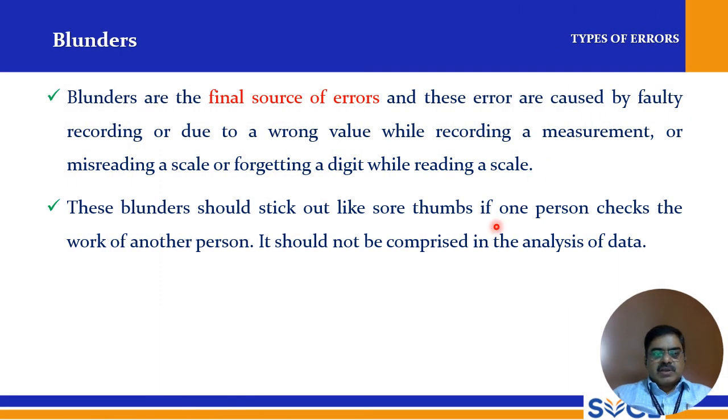Blunders. Blunders are the final source of errors, and these errors are caused by faulty recording or a wrong value while recording a measurement, or misreading a scale, or forgetting a digit while reading a scale. So this is a blunder. It is also by human beings only. These blunders should stick out like a sore thumb. If one person checks the work of another person, it should not be included in the analysis of data. So blunders are again due to human faults.